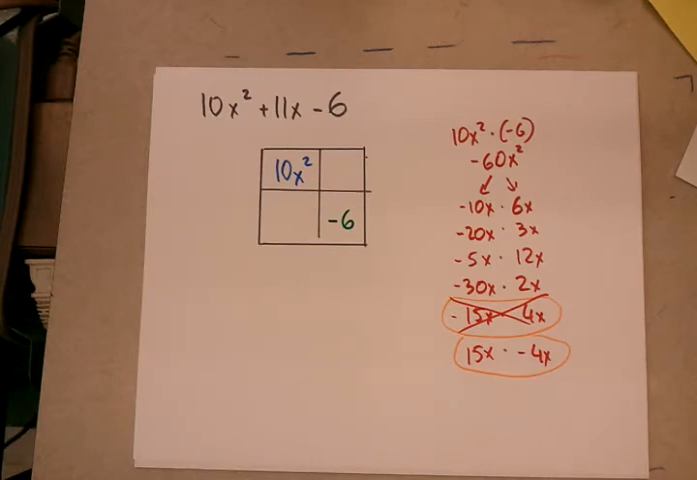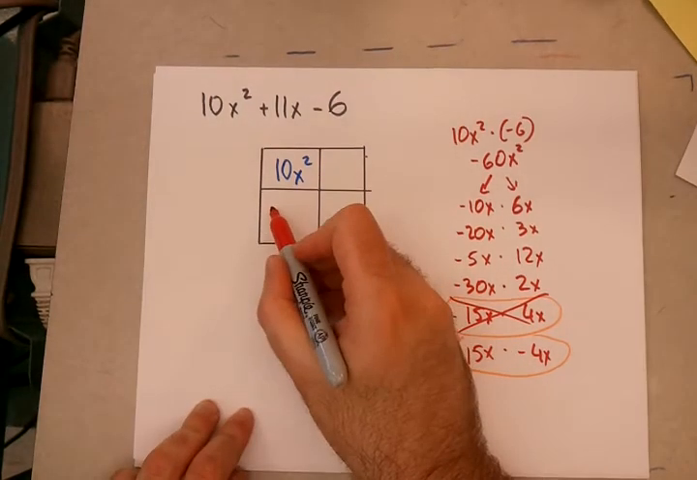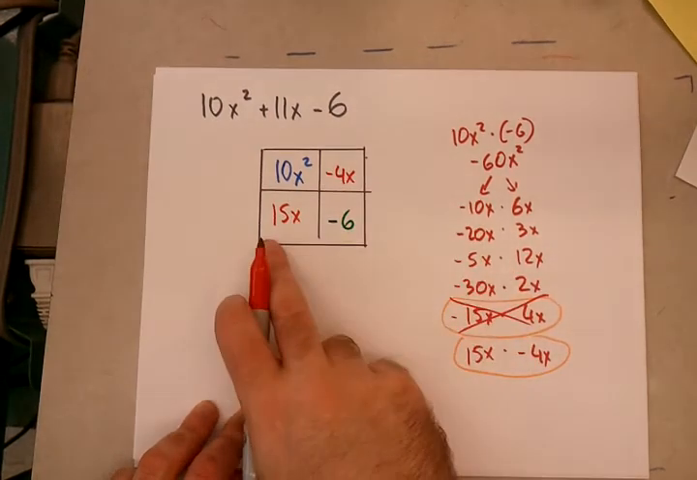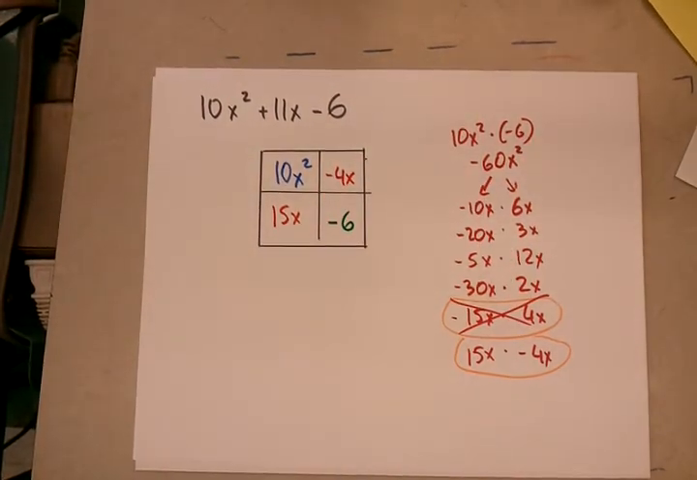Great, so we got our two multiplicatives. So what do we do next? Well, you put them into the two empty boxes. Doesn't matter where each one goes. You could have put the 4 here and the 15 there. Again, doesn't really matter.